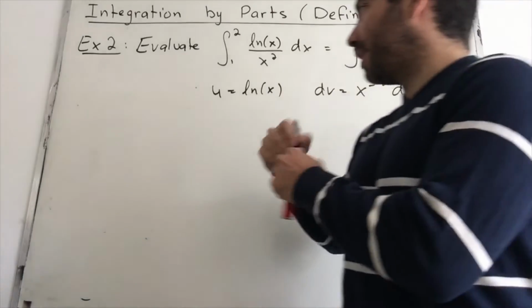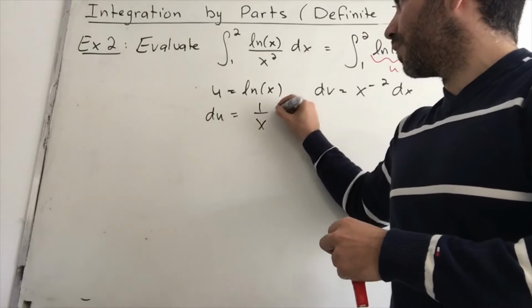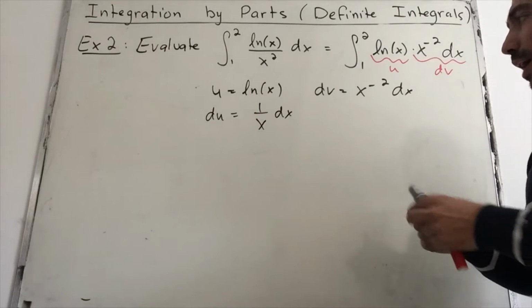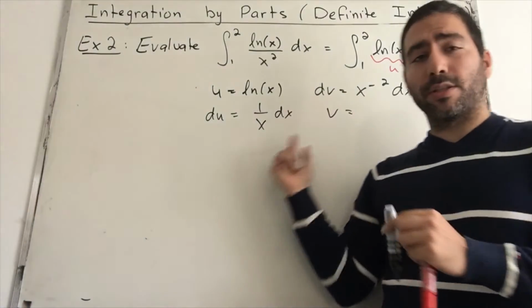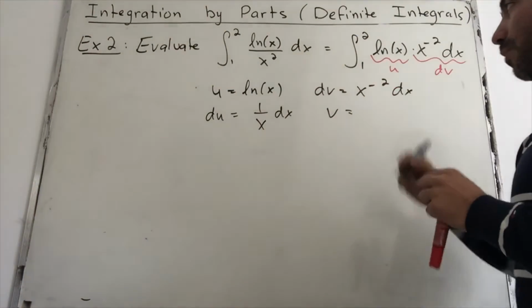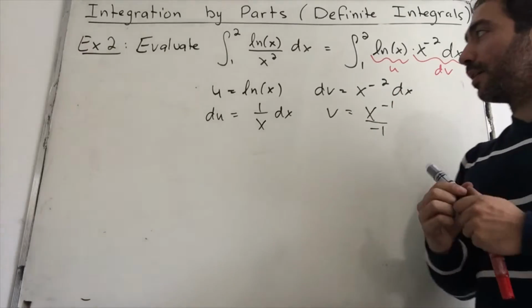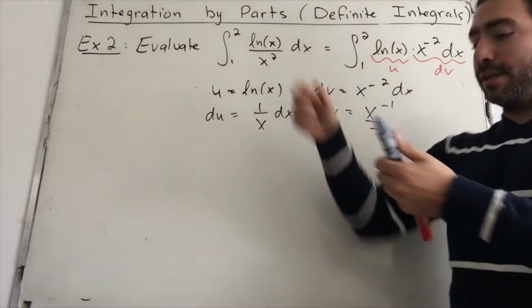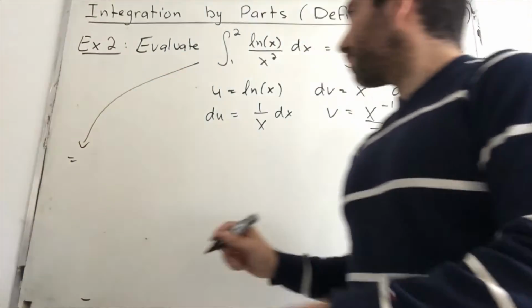Now that we have our u, we take our derivative. So the derivative of ln of x is 1 over x dx. And the integral of x to the -2. Again, you could do this on the side, but this is essentially just power rule. We add 1 to the exponent and divide by that value. And this is it. So now from up here, this is side work.